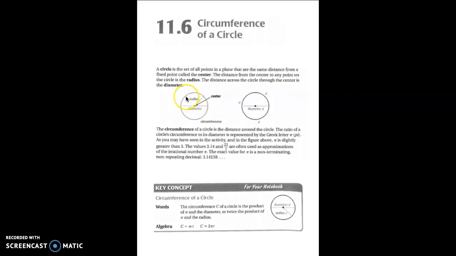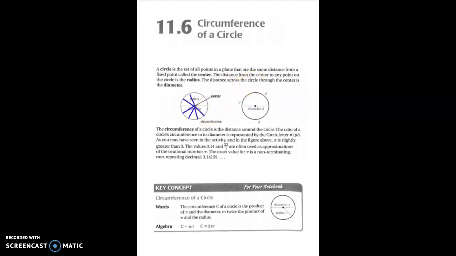Okay, so this distance and this distance are the same, and so on and so forth. All these points, from here to the center point, from here to the center point, have the same distance. This distance right here is called the radius. So that's a radius, this is a radius, this is a radius. Any segment from the center of the circle to the edge of the circle is called a radius.